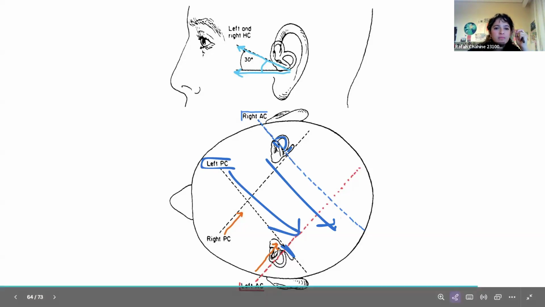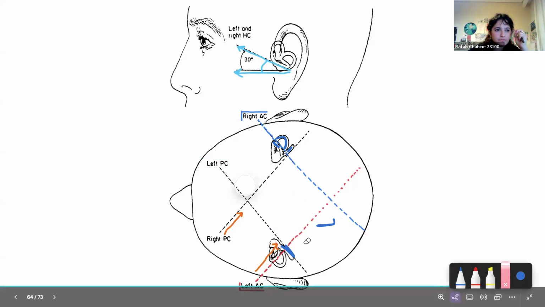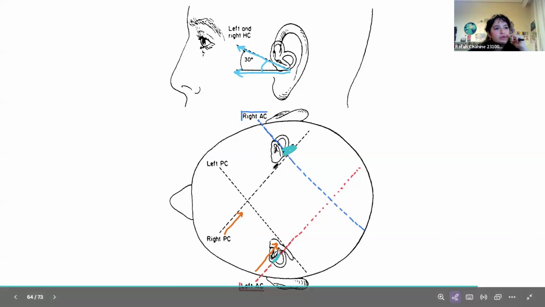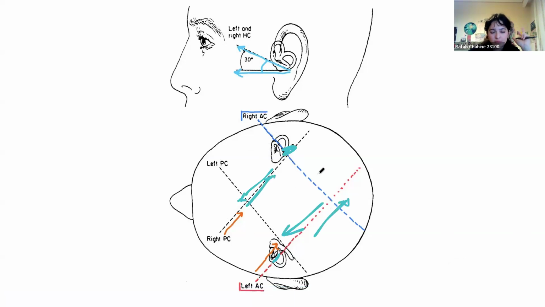We can make that same connection, let's switch colors, with the left anterior canal, which is this one, to the right posterior canal, which is this one. So they're also moving in parallel directions. It doesn't really matter, they're parallel.